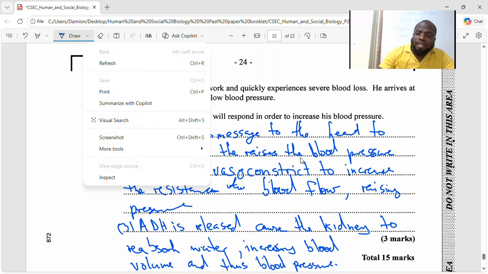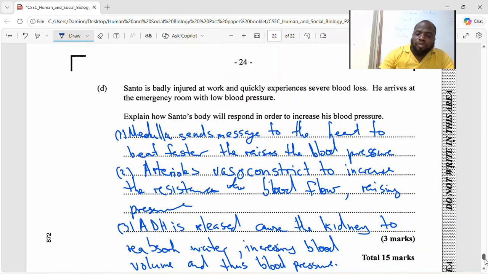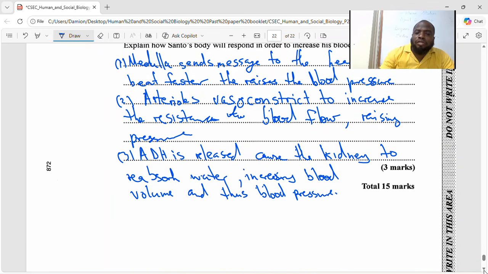Now, ADH is also going to be produced. And what this will do is to tell the kidney to reabsorb more water. And this will increase blood volume and, of course, thus increasing blood pressure.